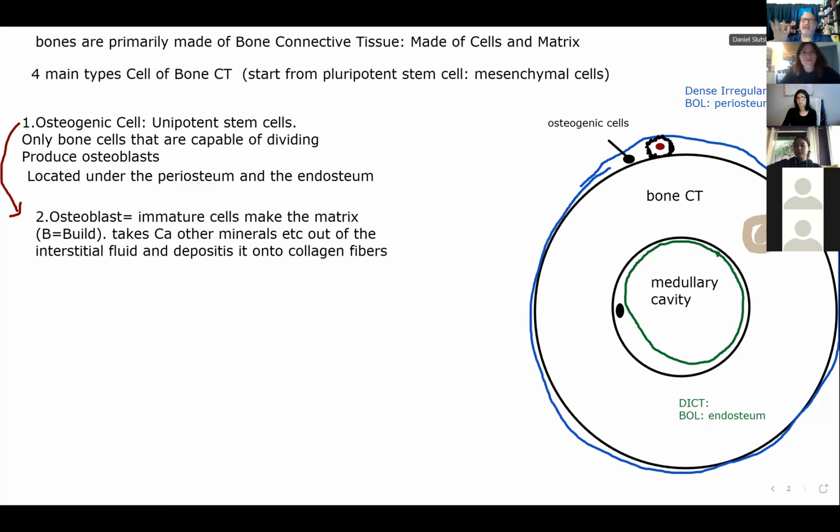Lacuna. Again, as long as you spell it correctly, I don't care how you say it, but lacuna, absolutely. And now that it's surrounded by matrix, it really can't make any more new matrix, but it can maintain the matrix that is surrounding it. So what would the cell become? Osteocyte, exactly. So basically these cells make their matrix, they surround themselves in matrix. And when that occurs, they basically mature into osteocytes.